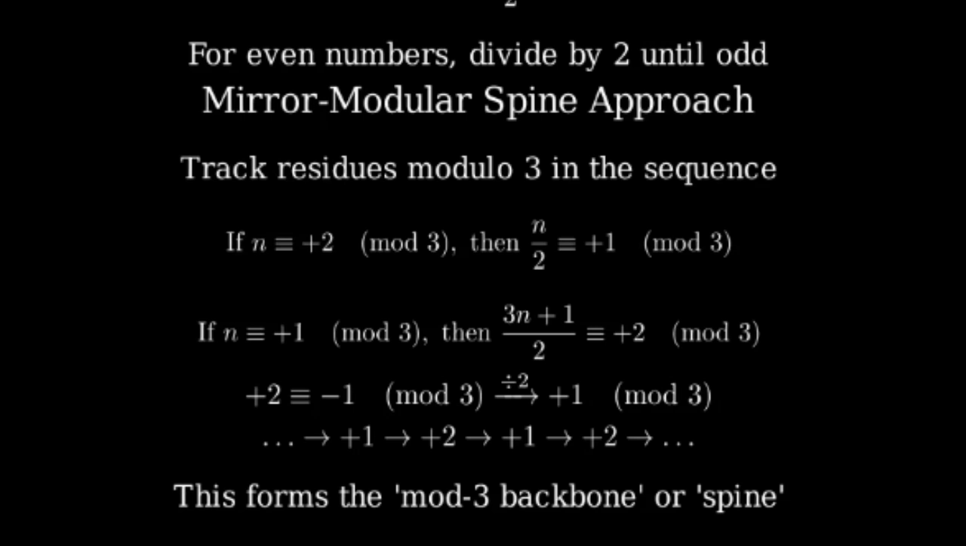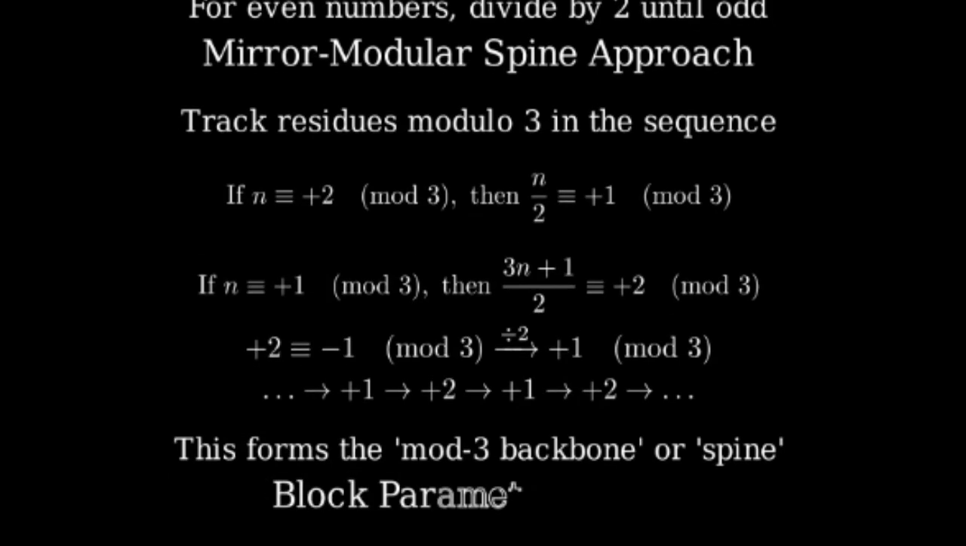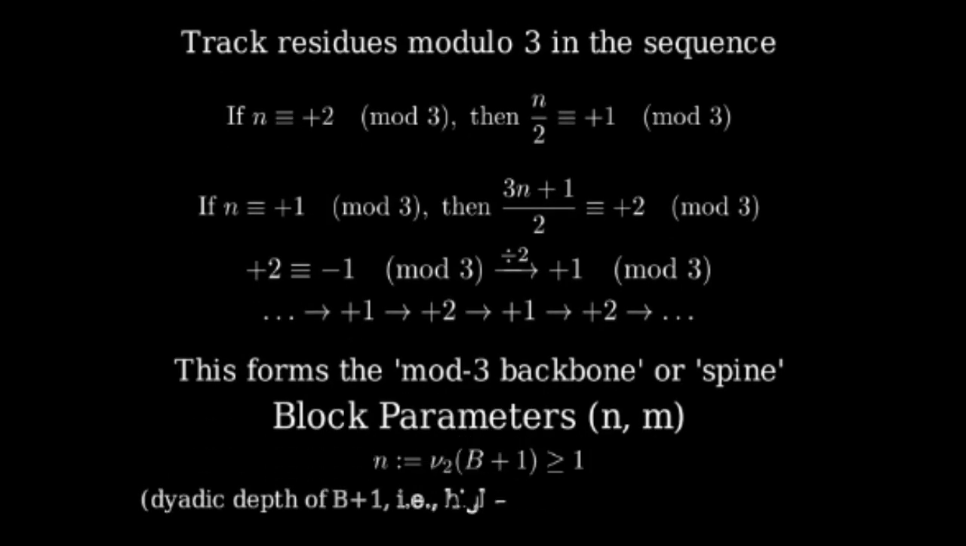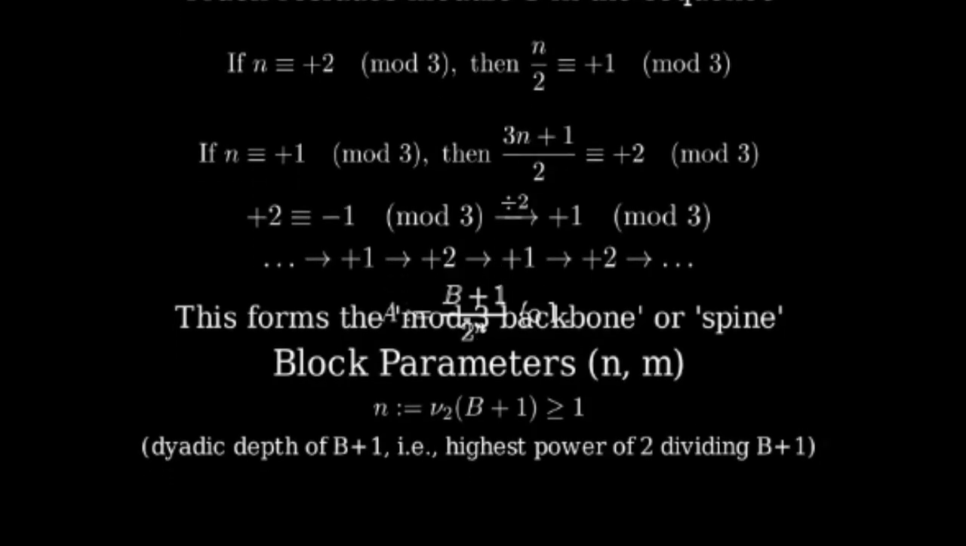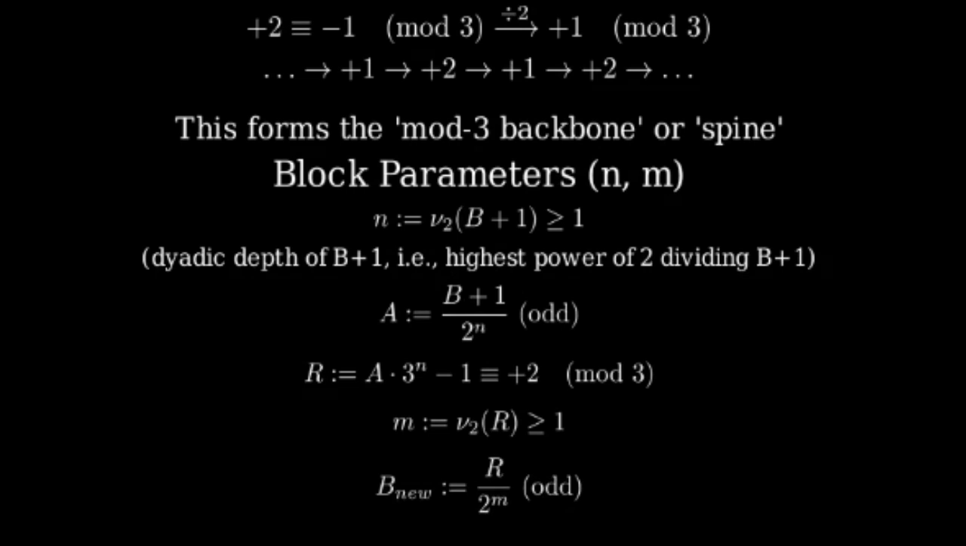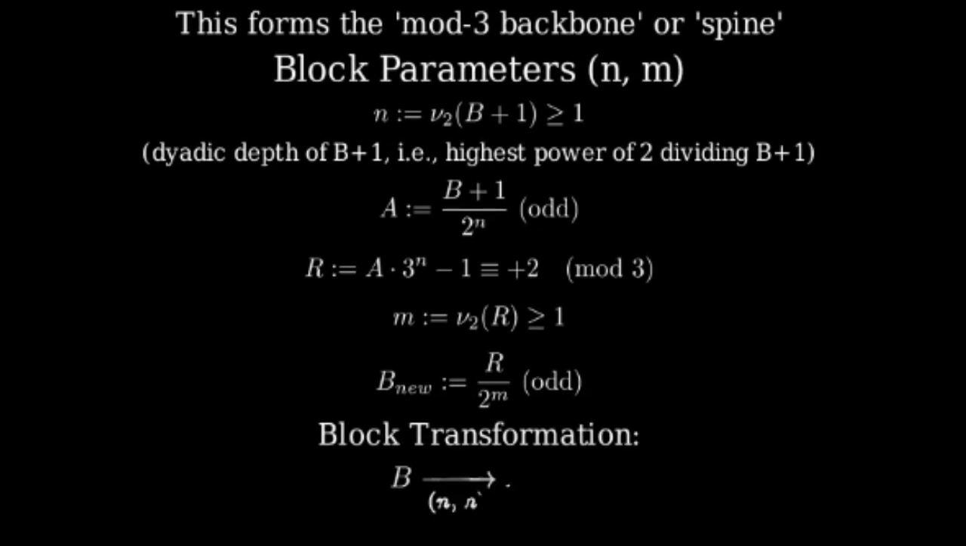The paper introduces 2 key parameters for each accelerated block, n and m. The parameter n is what's called the dyadic depth of b plus 1, meaning the highest power of 2 that divides b plus 1. The parameter m is the highest power of 2 that divides the rising value r. Using these parameters, we can track the transformation from one odd number to the next in the Collatz sequence.